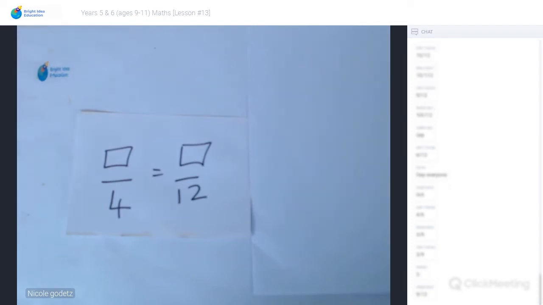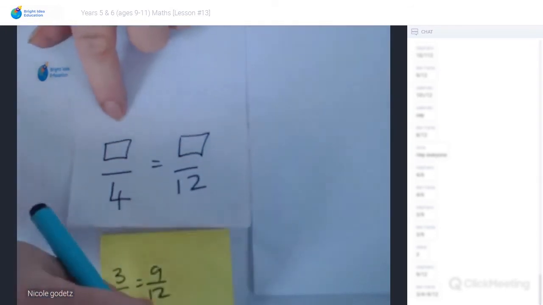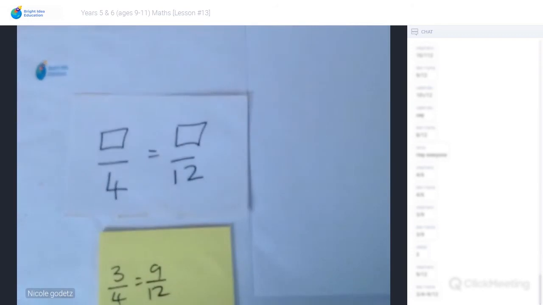Give me some possibilities. 3/4 equals 9/12. Yes, that's one possibility. Yep, I agree with that one. So we could have 3/4 equals 9/12. Are there any others or not? Because we can't change the ratio, can we?